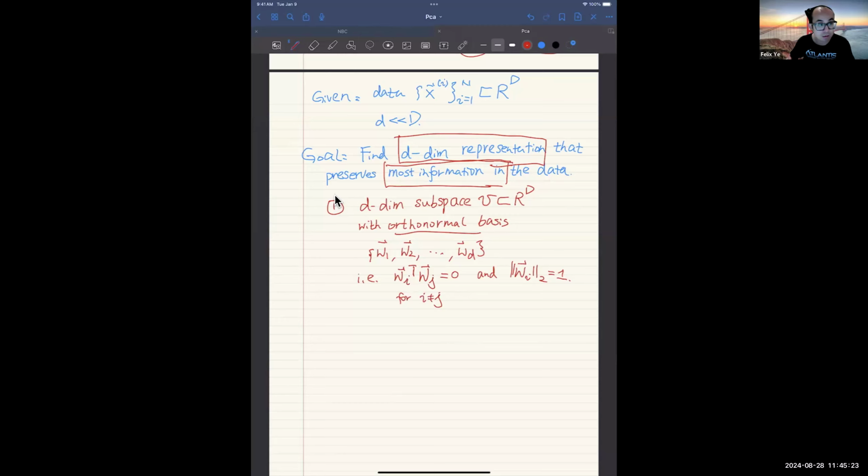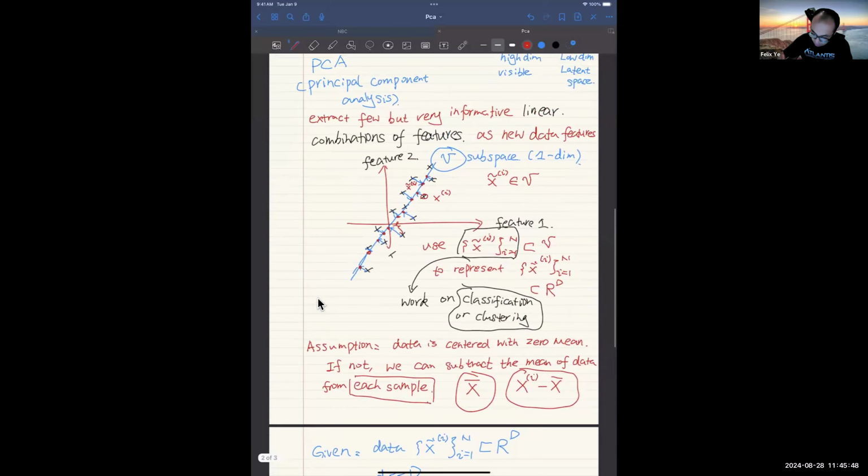Which I call the V here. And we want to project our points onto this subspace here. Okay, so the second part is I want to preserve the most information. So what is the most information here? Say we are given this V right here. I want to project this onto this V right here. If I'm using this x2 versus x, I want the distance between x2 and x to be as small as possible, right?